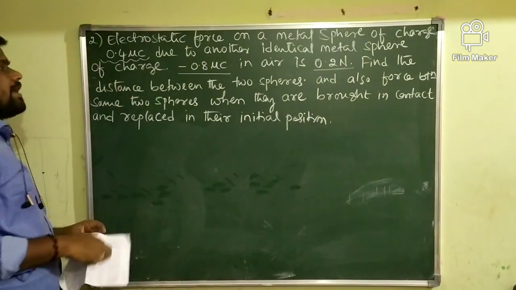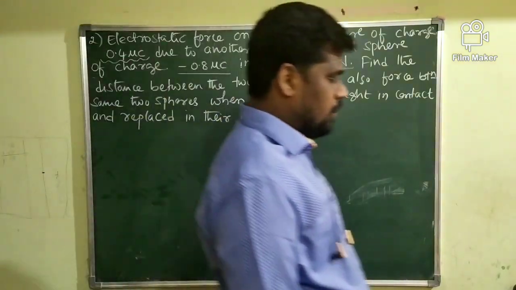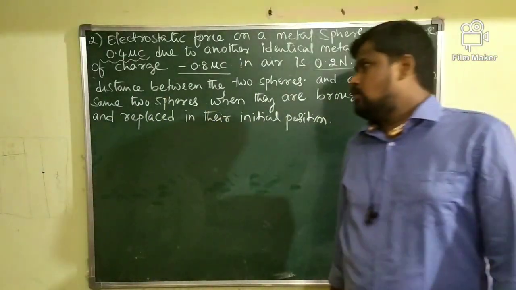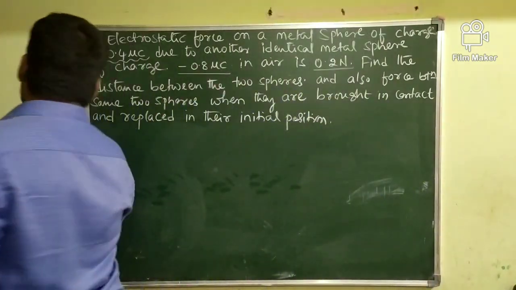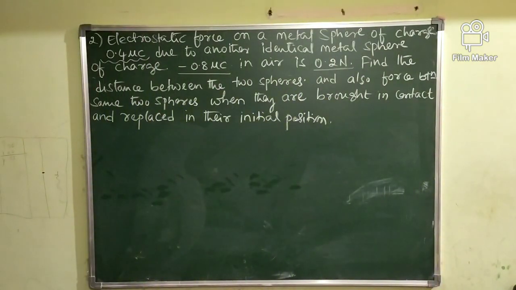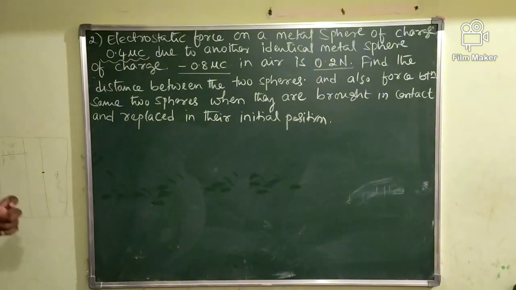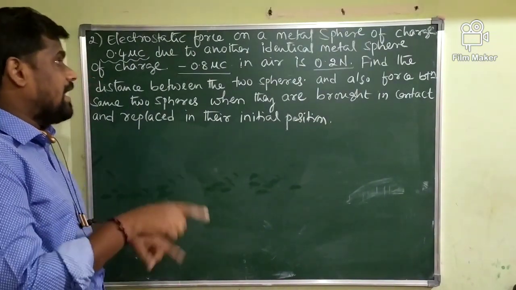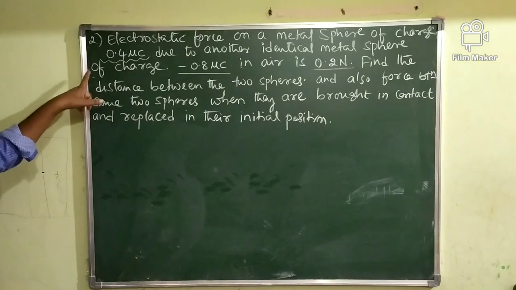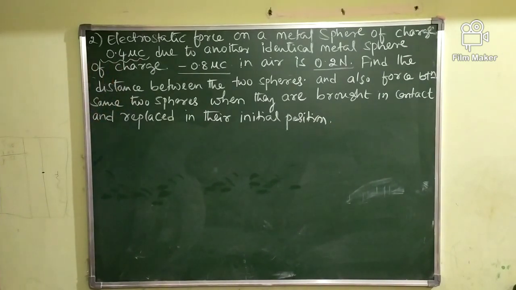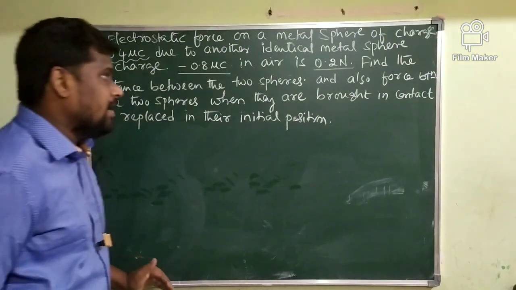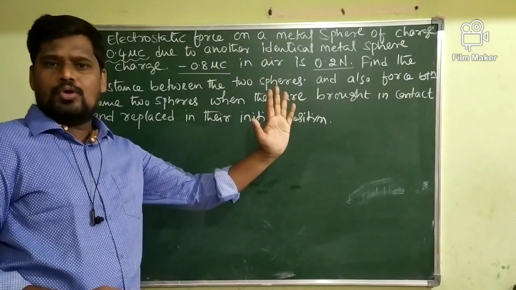Okay, this is the second numerical that I am going to solve here. Look at the numerical carefully. Electrostatic force on a metal sphere of charge 0.4 microcoulomb due to another identical metal sphere of charge minus 0.8 microcoulomb in air is 0.2 Newton.